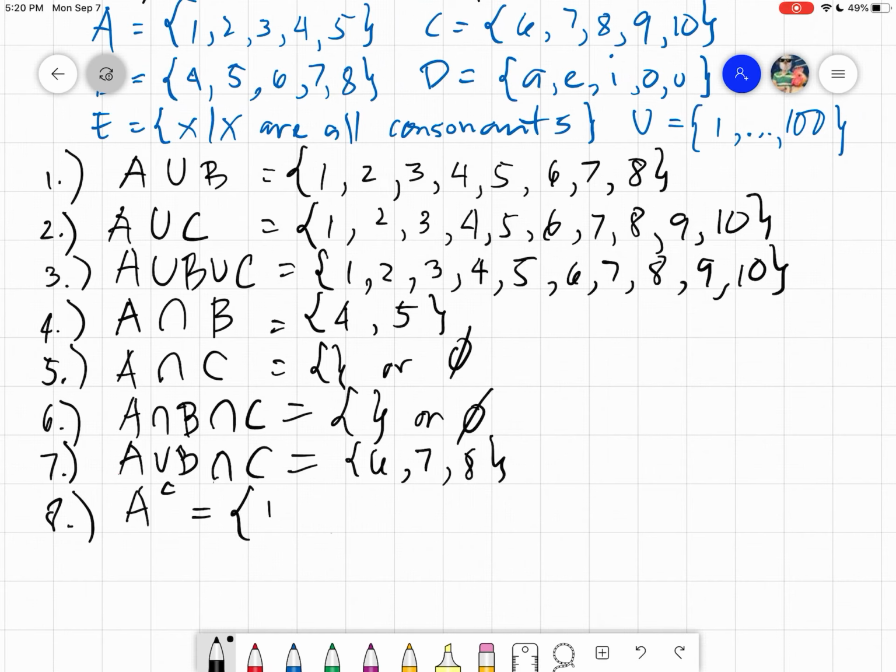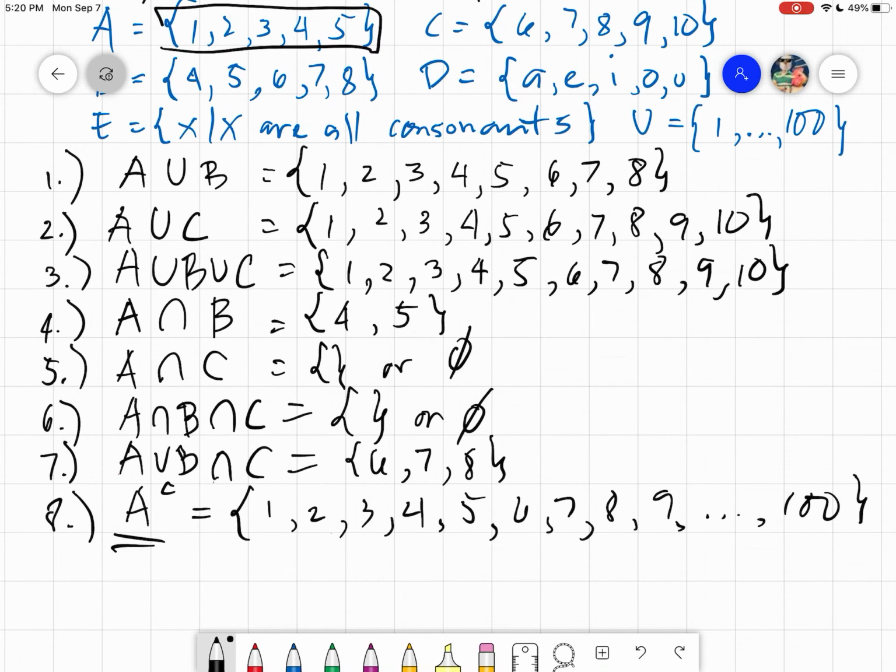Ibig sabihin, titingnan ko yung universal set which is 1, 2, 3, 4, 5, 6, 7, 8, 9, hanggang 100. Tapos ang gagawin ko dyan, since sabi nga dyan, complement, aalisin ko lahat ng elements ni A. So you have to check, ano bang elements ni A? Ito po, ang elements ni A is 1, 2, 3, 4, 5. So maaalis yan. So anong natira? 6, 7, 8, 9 hanggang 100.